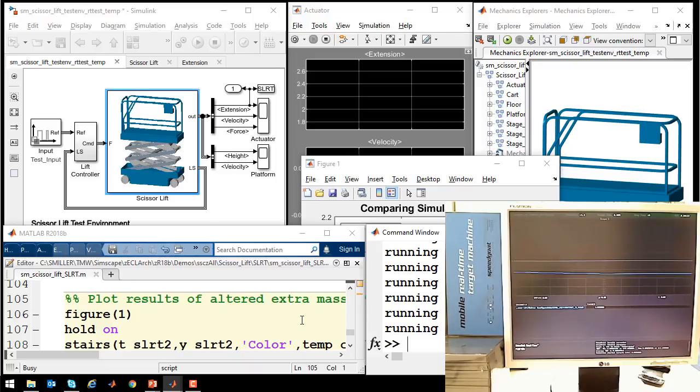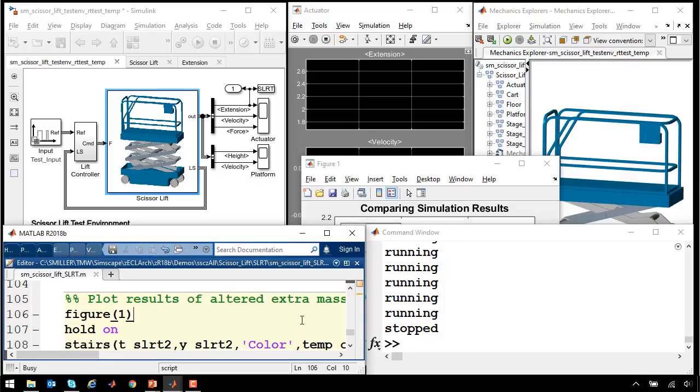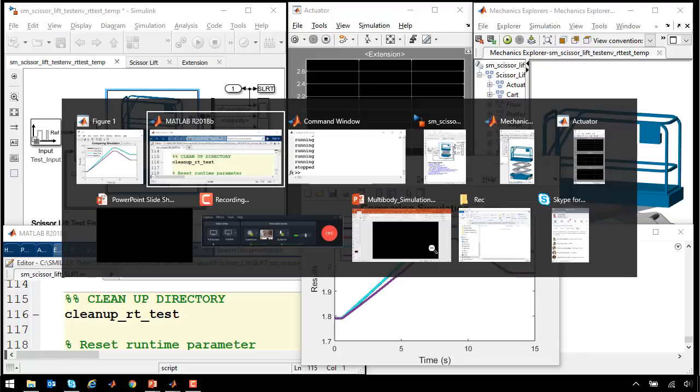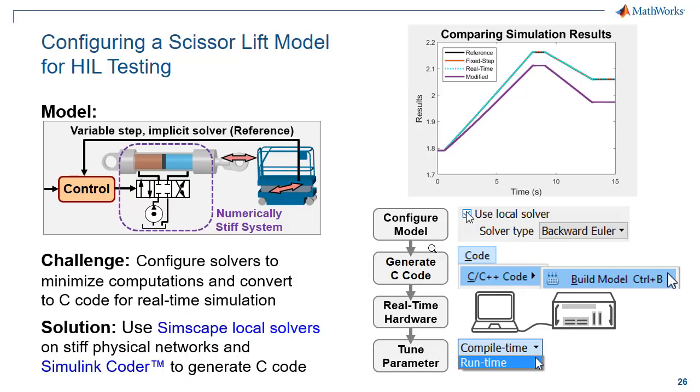At the conclusion of this test, we will upload those results and add them to our plot to see if the altered value had an effect on the performance. And we can see that it did. We can see that with the heavier mass, the lift did not raise as quickly. In this demonstration, we have seen how to configure a scissor lift model for real-time testing.